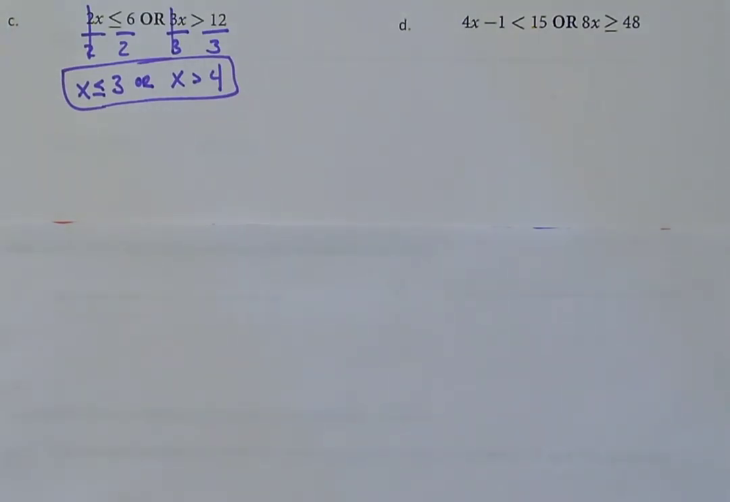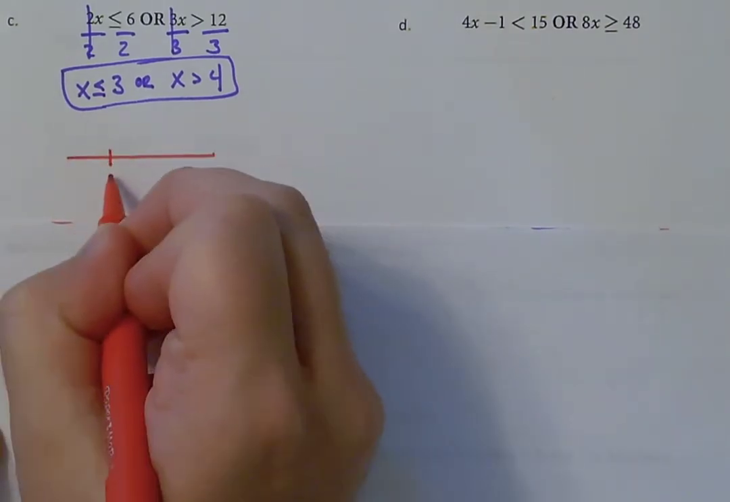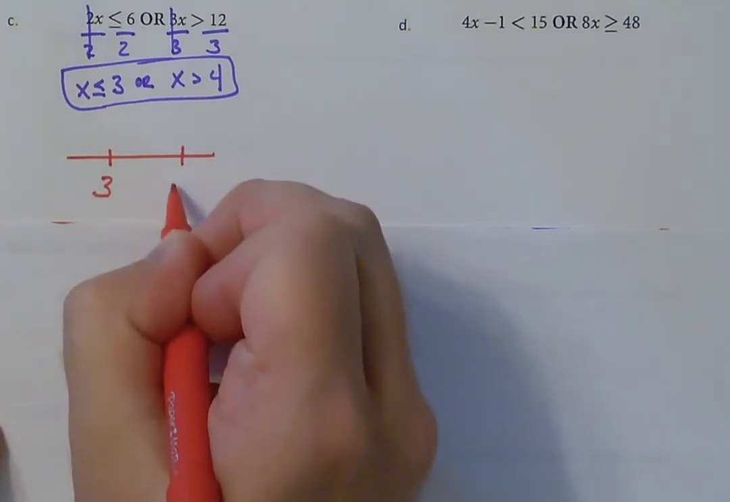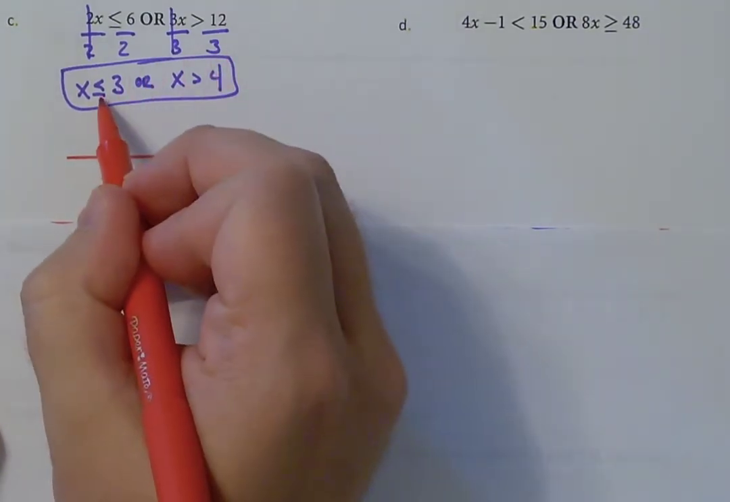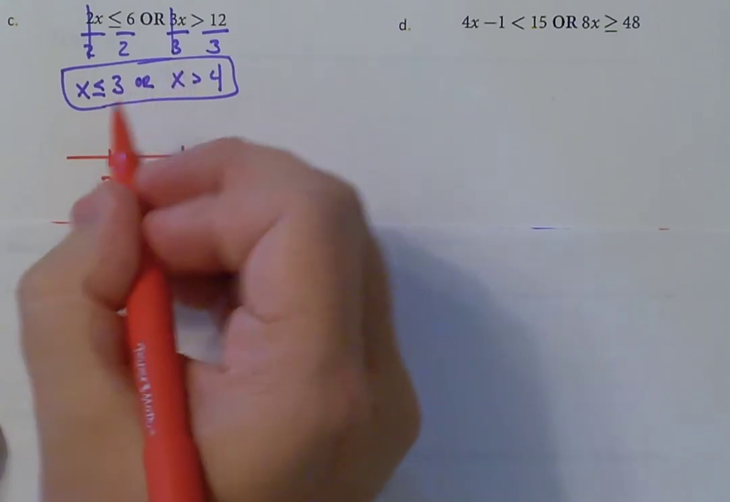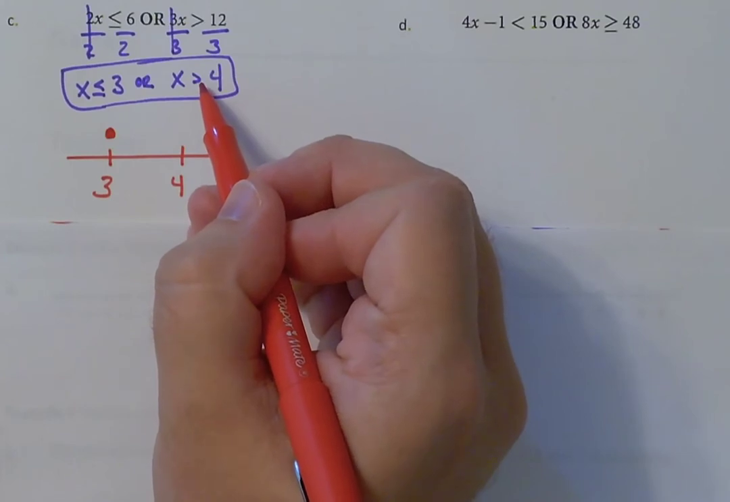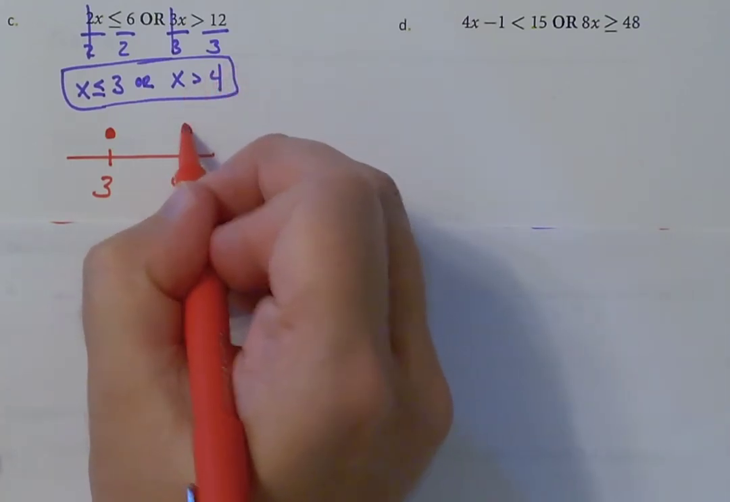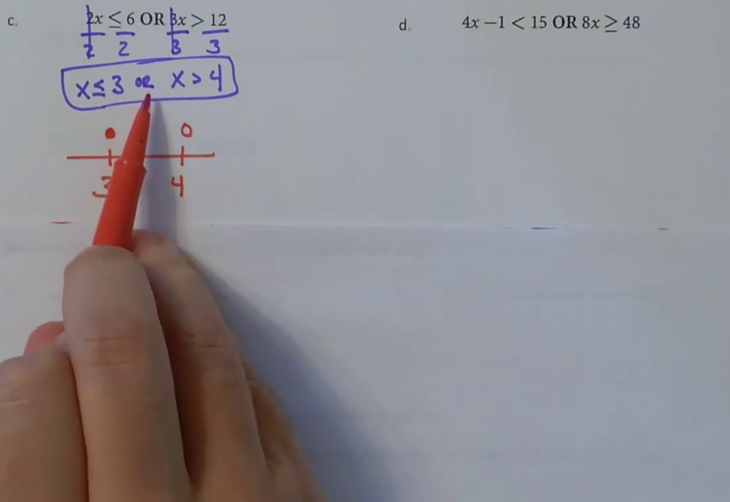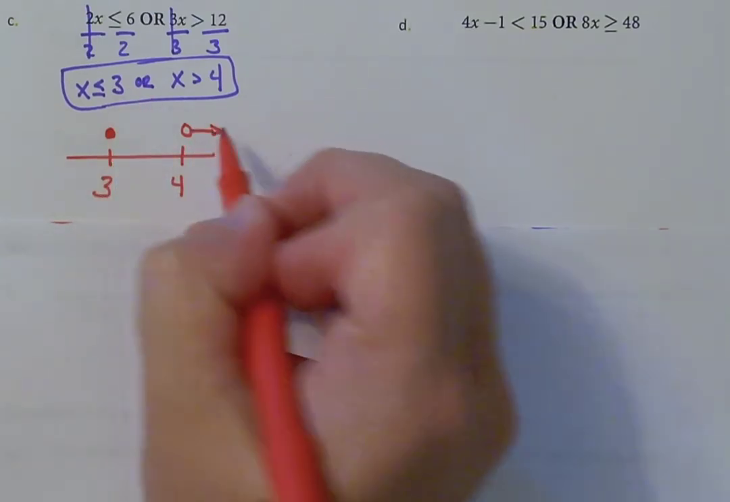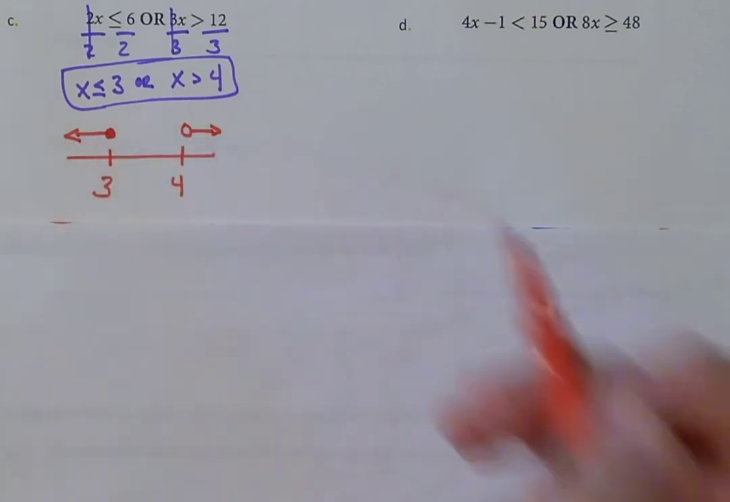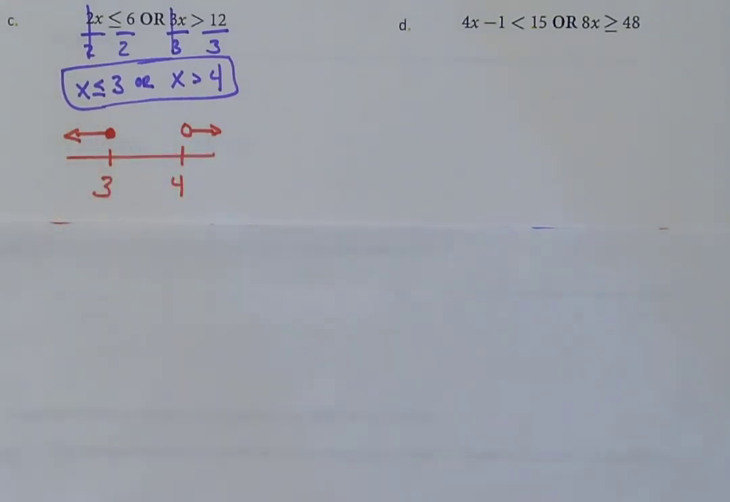Now, to go through and graph this, we're going to plot our endpoints first. This is a less than or equal to sign next to 3, so that means it needs to be a closed dot. This is a greater than sign next to 4, so it's an open dot. And because I have the word or, that means I need to draw my arrows going in opposite directions. And my graph would look just like that.